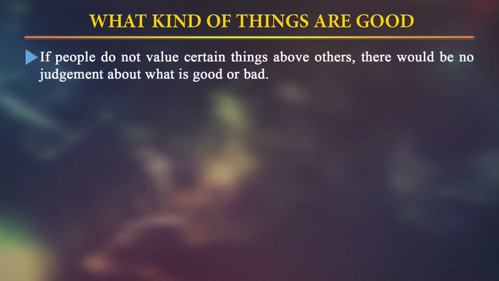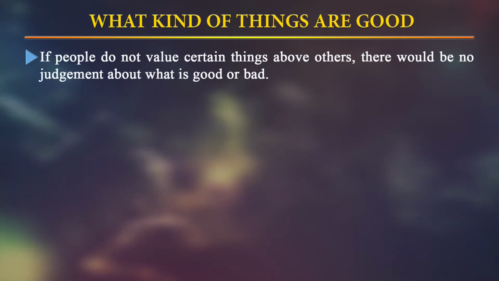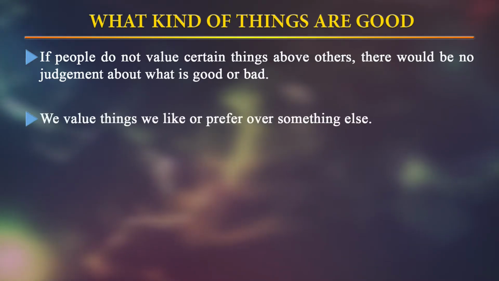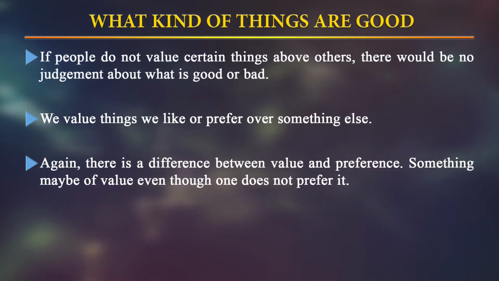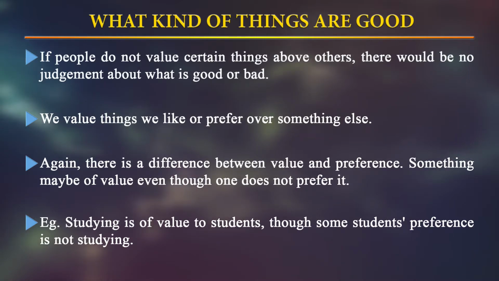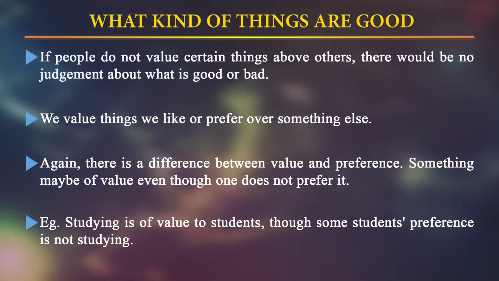Now let us look at what kind of things are good. If people do not value certain things above others, then there will be no judgment about what is good or bad. We value things we like or prefer over something else. Again, there is a difference between value and preference. Something may be of value even though one does not prefer it. For example, not every student prefers to study, but studying is a valuable thing to do. So, you see how doing something of value is different from preferring it.